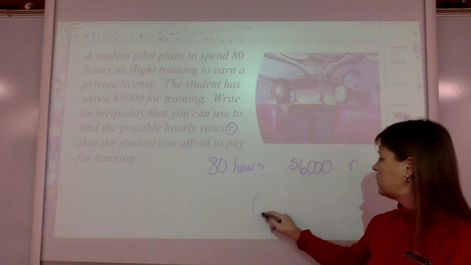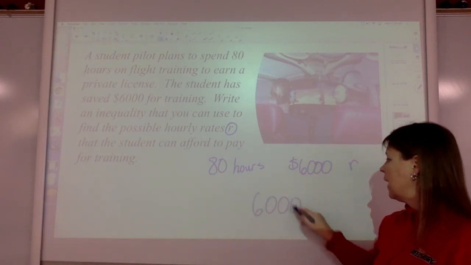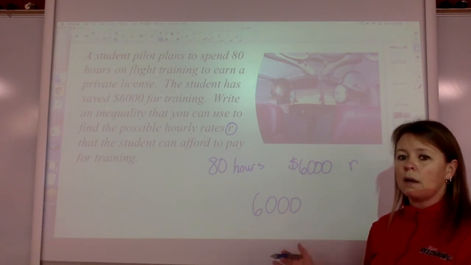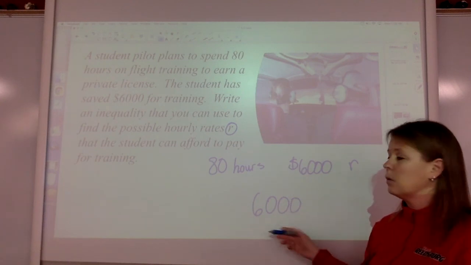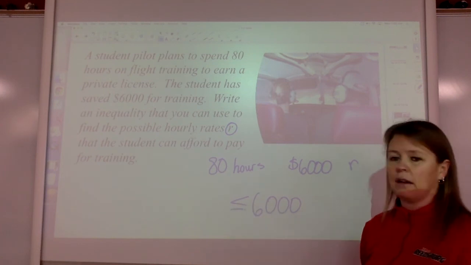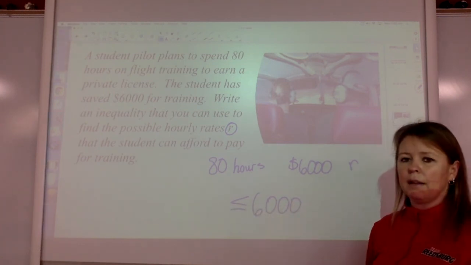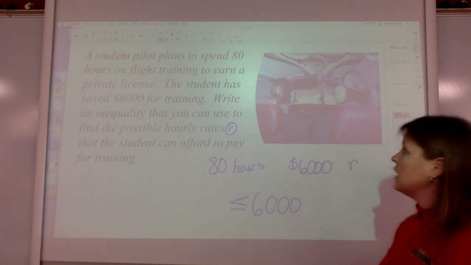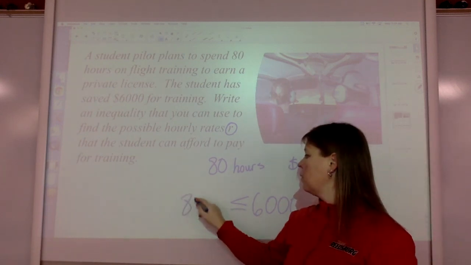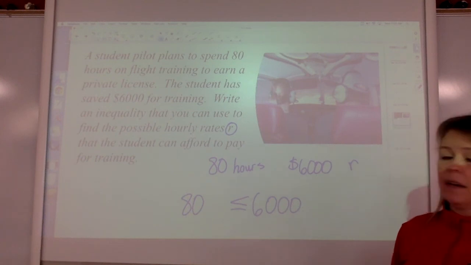find the possible hourly rates that the student can afford to pay for training. Well, the student can afford $6,000. We're working with inequality, so don't put equals $6,000, put less than or equal to. She could spend all of it, or she could spend a little bit less than that. She knows that she's going to spend 80 hours to get her training, but she doesn't know how much it costs.